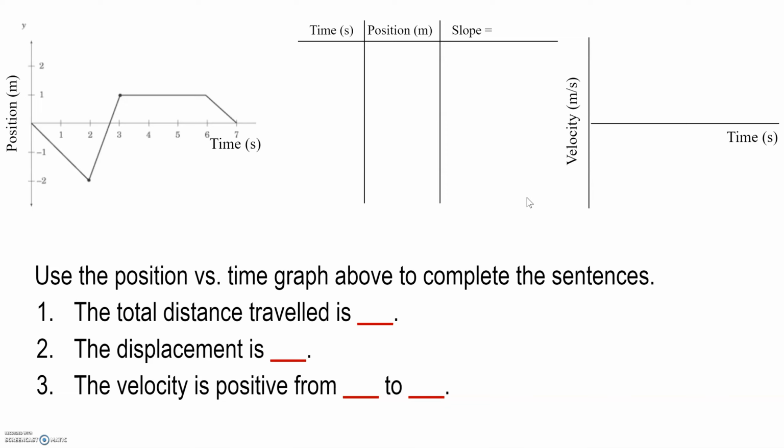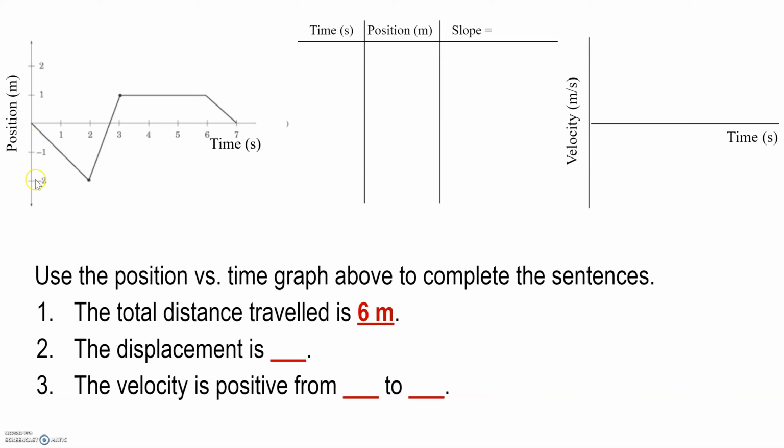So our first question here is asking about the total distance traveled. The definition of distance is the total ground covered, so we just want to see how many times the position changes. If I track it, I see it's changing 1, 2, and then goes back up 3, 4, 5, stays the same, 6, okay? So the total distance traveled is going to be 6 meters.